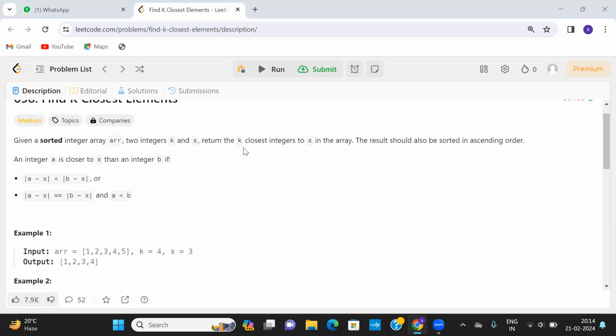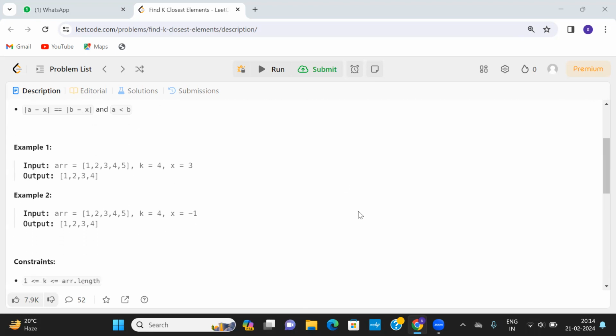So first of all, let us understand this question with the help of an example. We were given input as 1, 2, 3, 4, 5. This is the array which is provided to us. The value of k given to us is 4 and the value of x is 3. So we need to find 4 closest integers to 3 from this particular array.